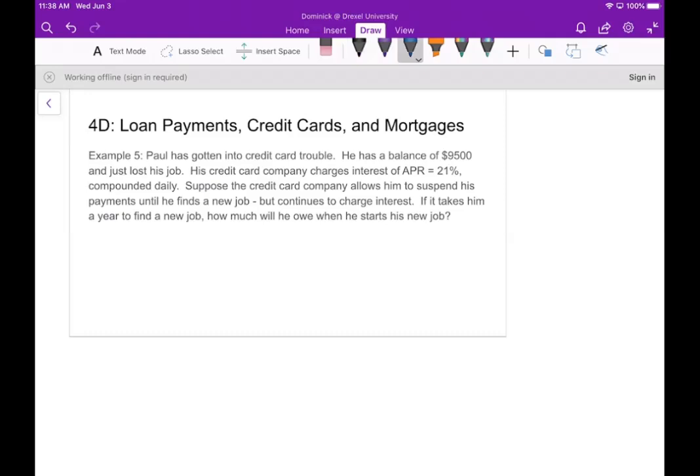Well, this is just a simple interest problem. Well, not a simple interest, it's a compound interest problem, right? So we need to do A is equal to P times 1 plus R over N to the N times T. So in this case, our principal is 9,500, and we have 1 plus our interest rate, 0.21 over 12, to the 12, and we're assuming it's taking him a year to find his new job. So 12 times 1 is just 12. Okay, and this will get us the new balance after 1 year, right? Because we're still accumulating interest.